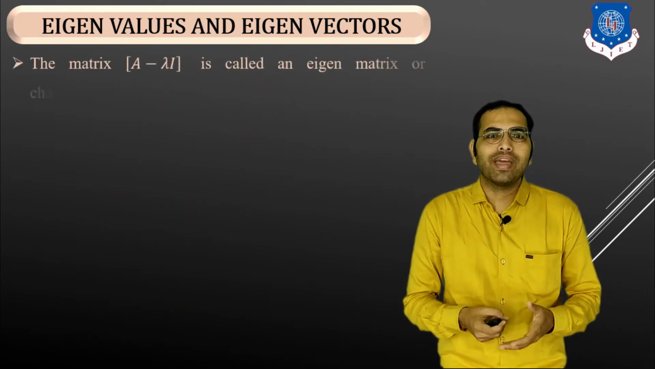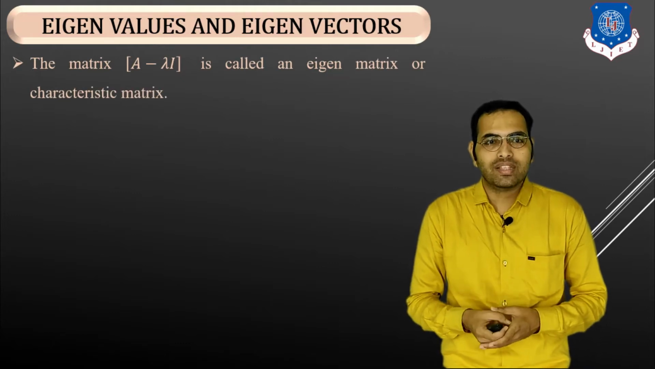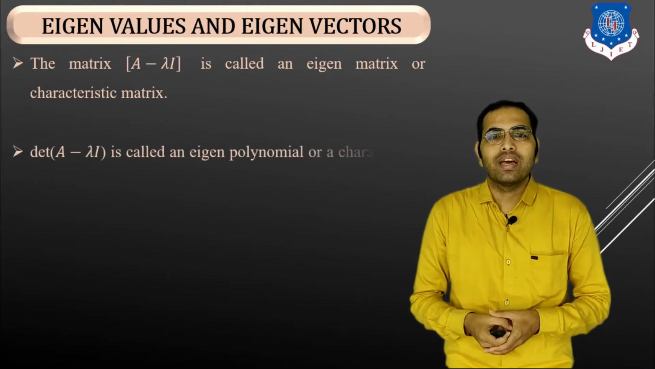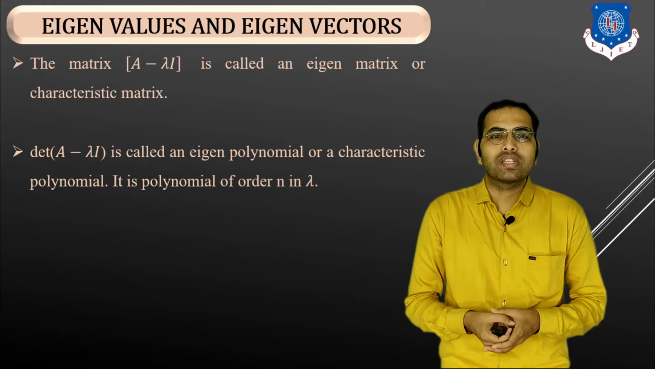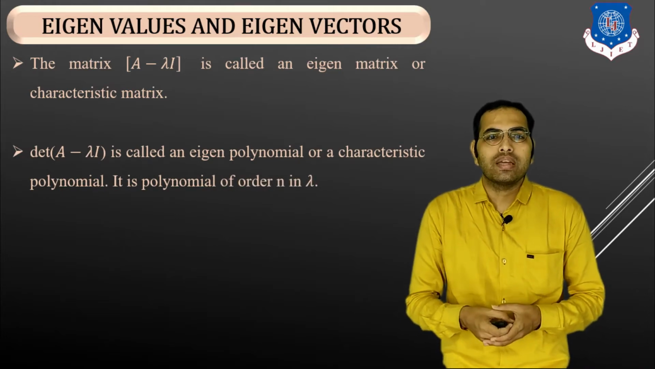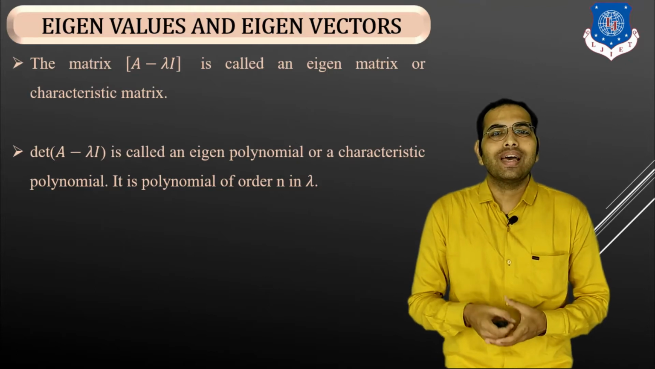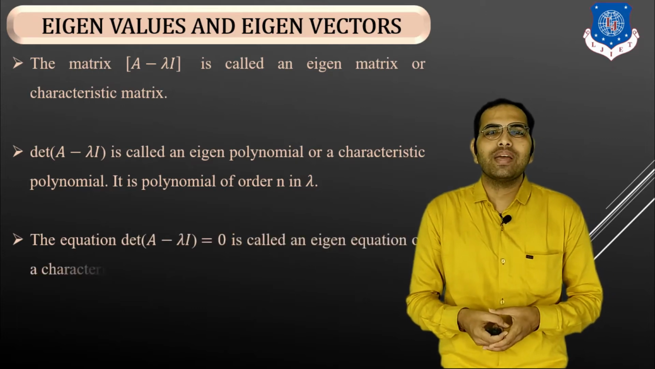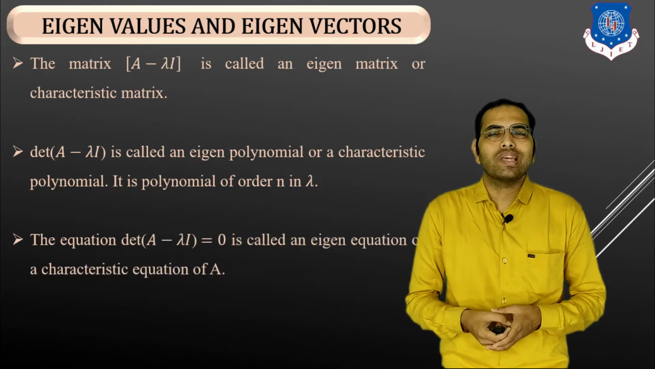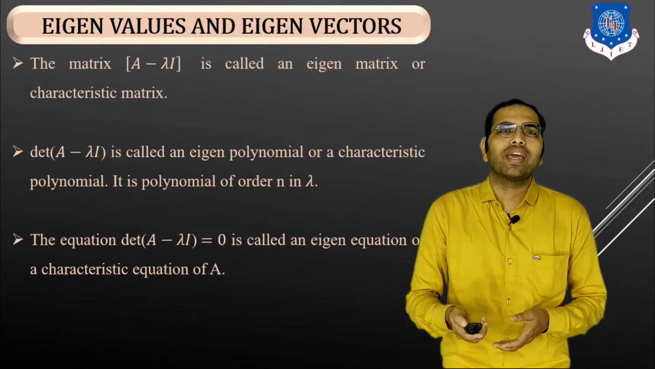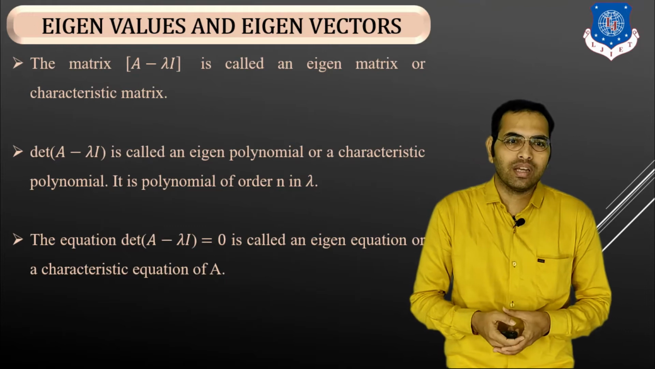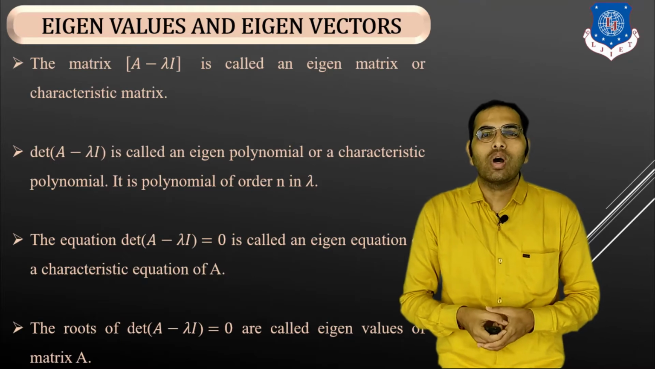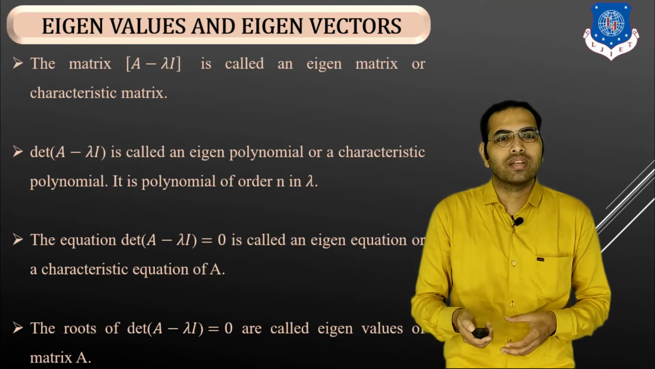The matrix A - lambda I is called the eigenmatrix or the characteristic matrix, and the determinant of A - lambda I is called the eigenpolynomial or characteristic polynomial. It is a polynomial of order n in lambda. The equation determinant of A - lambda I = 0 is called the eigenequation or characteristic equation of the given matrix A. The roots of the determinant of A - lambda I = 0 are called the eigenvalues of the matrix A.